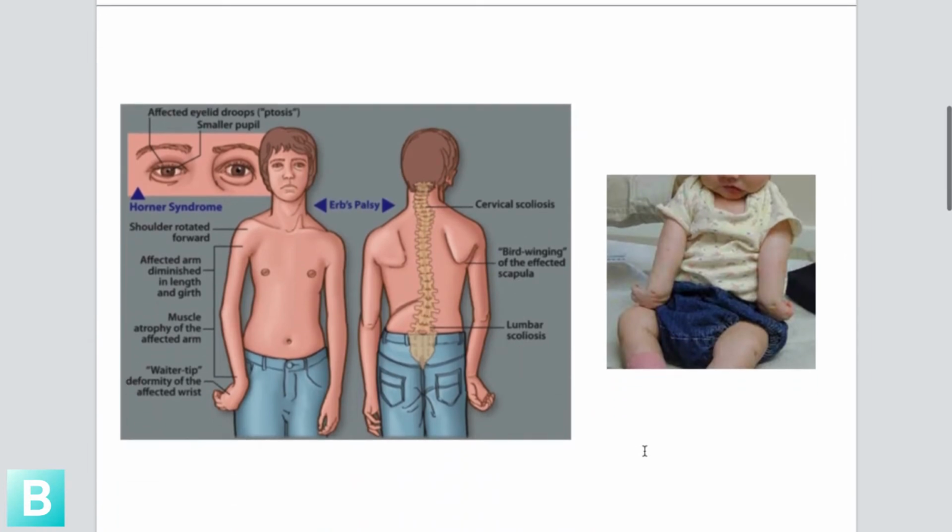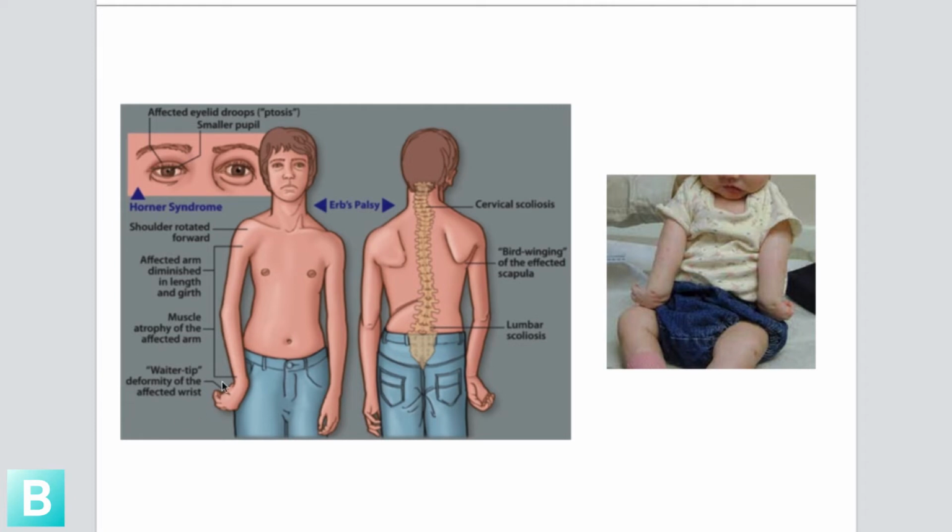Now the muscles paralyzed in Erb's paralysis include mainly the biceps brachii, the deltoid, brachialis, and the brachioradialis, and partly the supraspinatus, infraspinatus, and supinator. The deformity that occurs in Erb's paralysis is that the arm hangs by the side and it is adducted and medially rotated, as you can see in this picture here. The forearm is extended and pronated. This deformity is called the waiter's tip deformity, and it is a characteristic feature of Erb's paralysis.